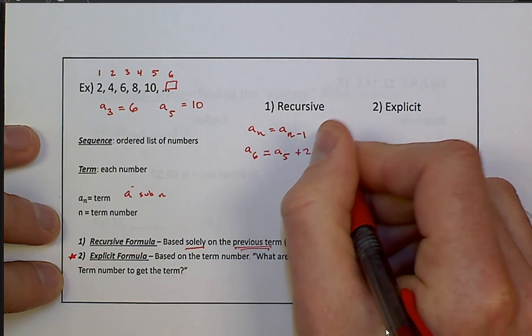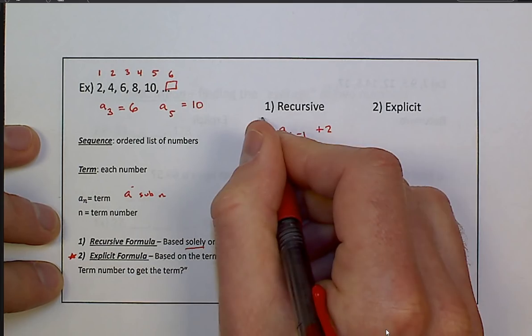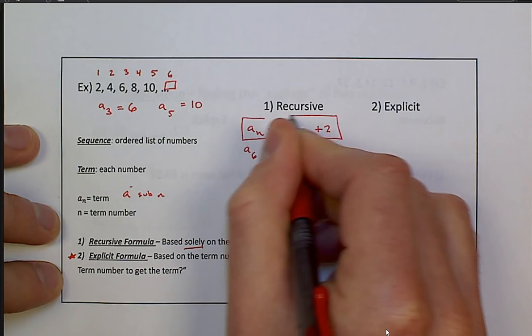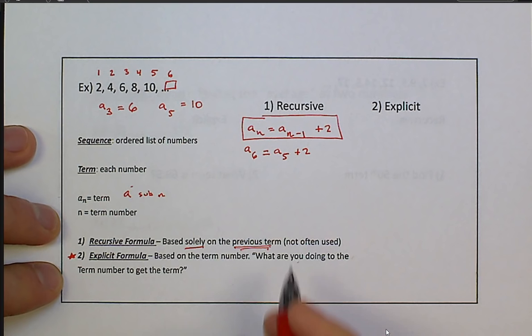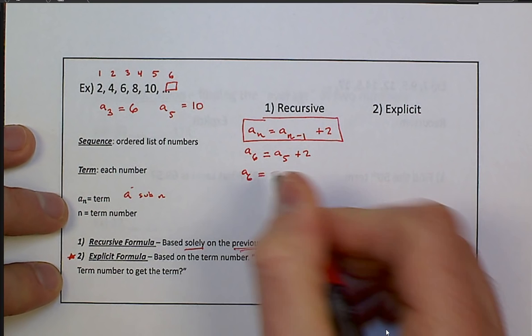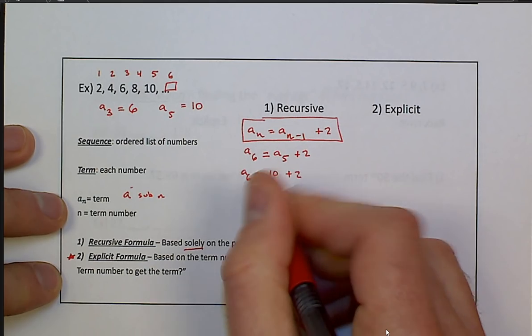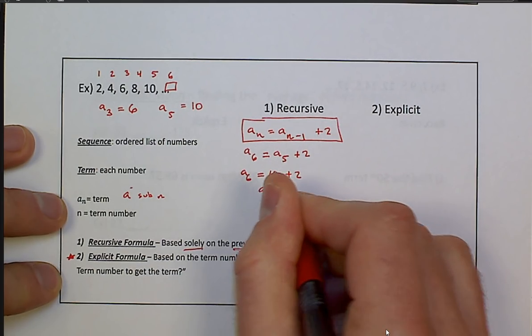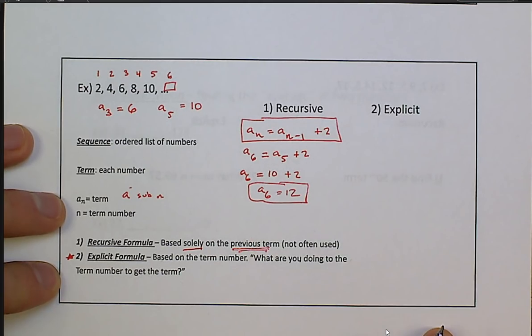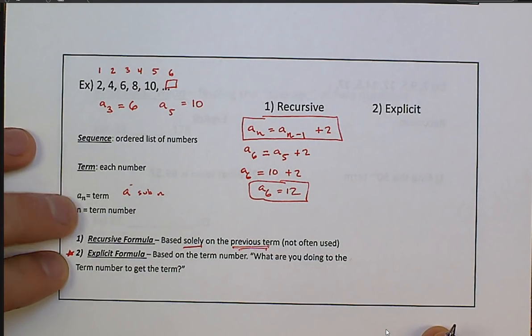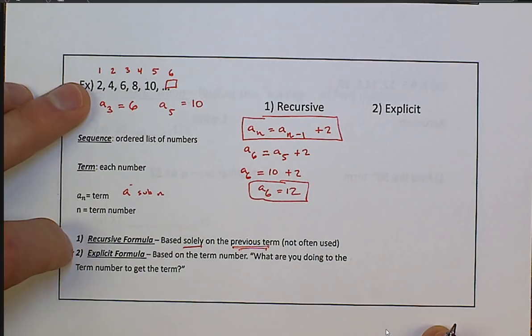So the recursive formula for this problem, you would express it like that, and then you would fill in the numbers as such. So a sub 6 would equal, what's a sub 5? A sub 5 is 10, and then we just add 2 to that, so a sub 6 would have to be 12, which you already know. Okay, so that's an example of writing a recursive formula for this sequence.